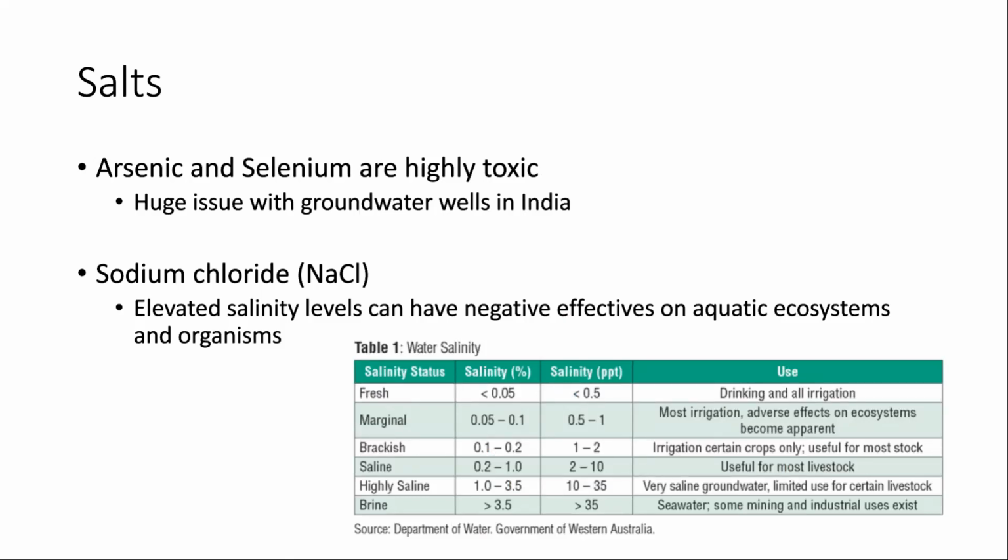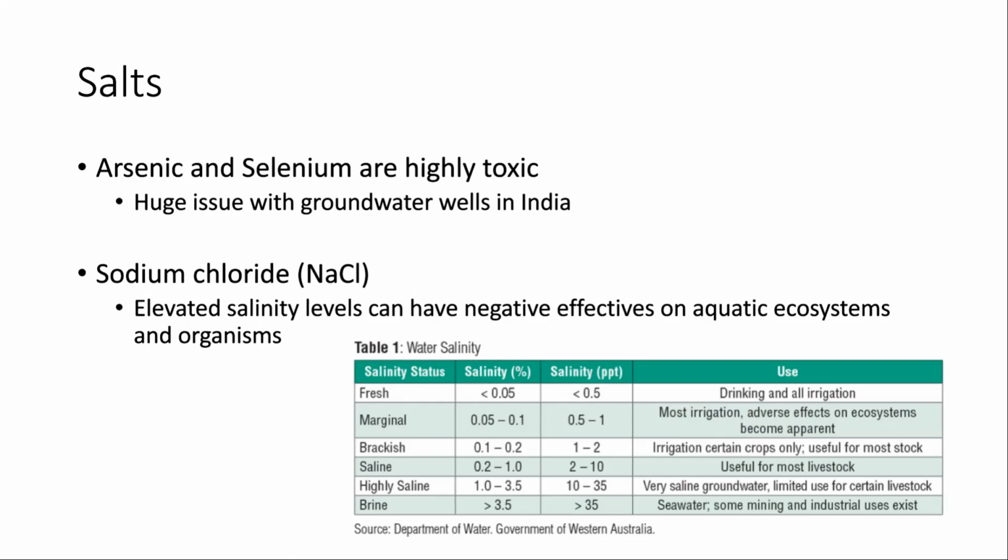And then in addition to the metals, what we'll see is arsenic and selenium are going to be similar. So highly, highly toxic. This is particularly a big issue with the groundwater wells in India. They tend to have high concentrations of those two elements. But one thing that also affects the water quality that may not seem like as big of a concept or big of a problem, I guess, is sodium chloride and the elevated salinity levels.